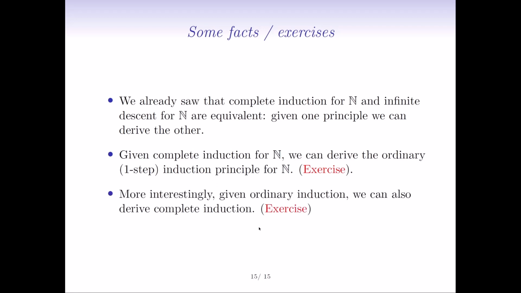But more interestingly, we can also go the other way. If we only have as our working principle ordinary, one-step induction on the natural numbers, we can actually also show that complete induction is correct as well. So only using ordinary induction we can show that if P is true for all numbers smaller than k, then it's true for k, then in fact we have P is true for all numbers n as well. And that brings us both to the end of today's lecture and to the end of the material on proof by induction. Hooray!